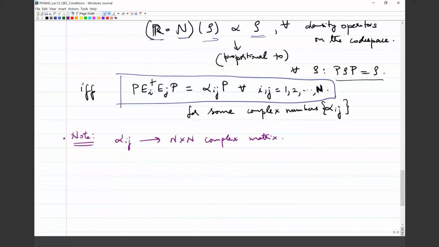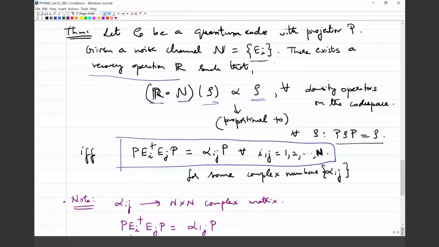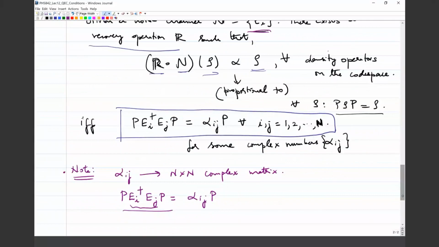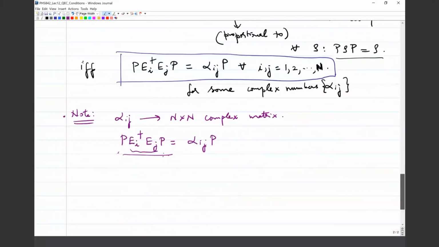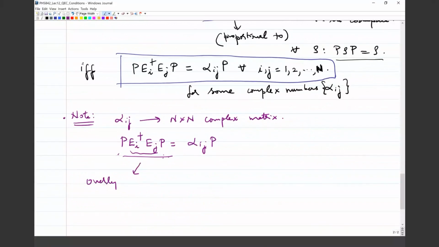What is that? So you look at this condition. How are these alpha_ij's defined? They are defined like this, right? So what is on the left hand side is in some sense the overlap between two error operators. E_i and E_j are two of the Kraus operators of this channel, right? So E_i dagger E_j is like an overlap, except it is sandwiched on either side by a projector on the code space. So in effect, this is like the overlap of the error operators on the code space.